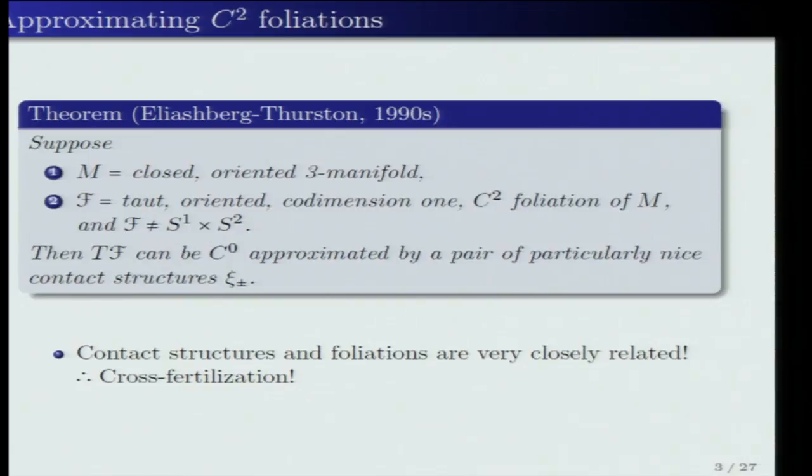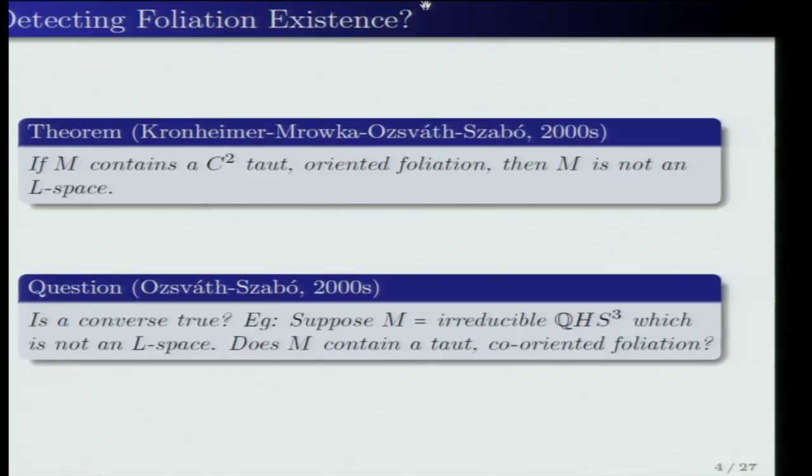So Eliashberg and Thurston have this great, wonderful theorem from the 90s that we've heard a lot about this week. If we start with a closed oriented 3-manifold M and a taut oriented codimension 1 C^2 foliation of M, and you have to rule out F equal to S^1 cross S^2, or the conclusion would be false, then the tangent plane field can be C^0 approximated by a pair of particularly nice contact structures. With this audience, I don't know why I'm protecting anyone from weakly symplectically fillable and universally tight, but it's the usual conclusion. Particularly nice means weakly symplectically fillable and universally tight. So as we've seen a lot this week, contact structures and foliations are very, very closely related. And this has inspired a lot of jumping back and forth, using ideas from each of the two fields to inspire proofs and conclusions.